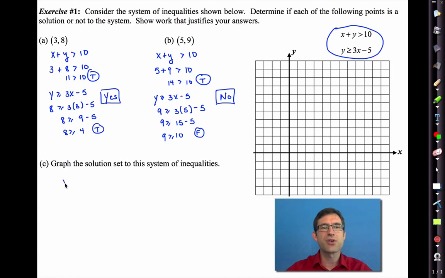And actually, I'm going to start with this one, y is greater than or equal to 3x minus 5, because it's the easier one. Remember, we're going to first graph the equation y equals 3x minus 5. That should be pretty easy. We have a y-intercept of negative 5, and we have a slope of 3 over 1. So 1, 2, 3, 4, 5, all the way down here. We're going to go up 3 and to the right 1, up 3 to the right 1, etc.